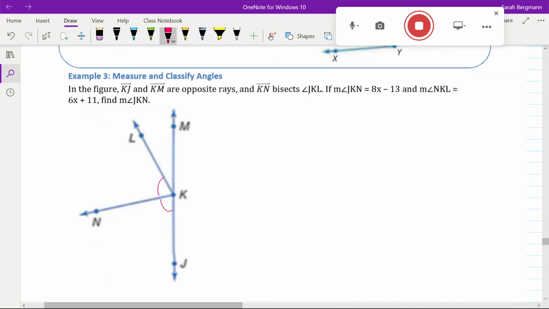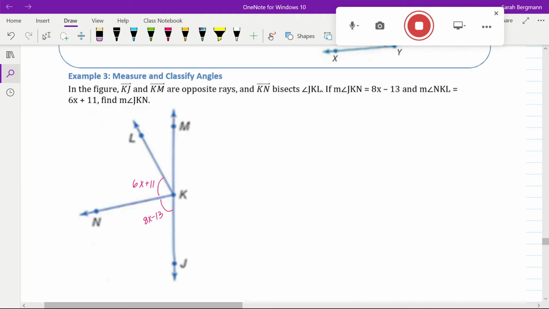It says the measure of angle JKN is 8x minus 13, so I'll label that in my figure. JKN is this angle, so label it 8x minus 13. And they also gave us the measure of angle NKL, that's this angle here, is 6x plus 11, so I'll also label this. They would like us to find the measure of angle JKN. That's this angle here.